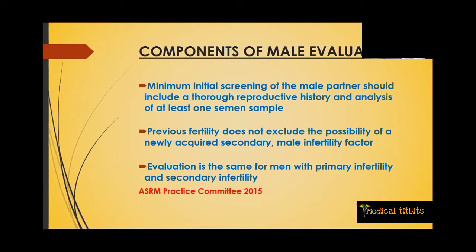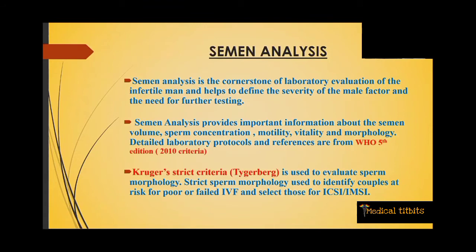The initial minimum screening should include a thorough reproductive history and the examination of at least one semen sample. Ideally, 2 samples should be checked with a gap of around 6 to 8 weeks, keeping in mind the time needed for the spermatogenic cycle. Another point to note being previous fertility does not rule out the possibility of a new acquired secondary male factor, and the evaluation is the same for men with primary as well as with secondary infertility. Now, coming to semen analysis.